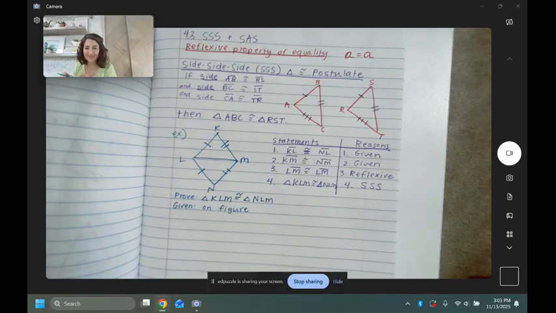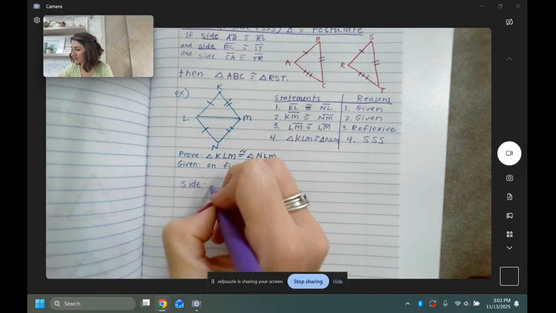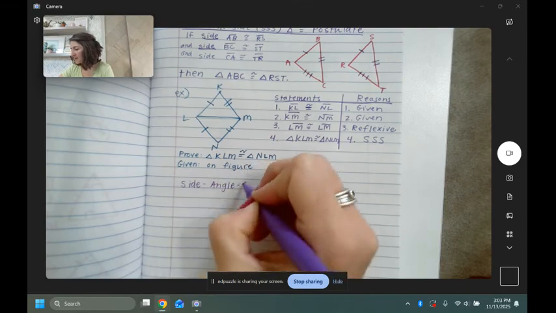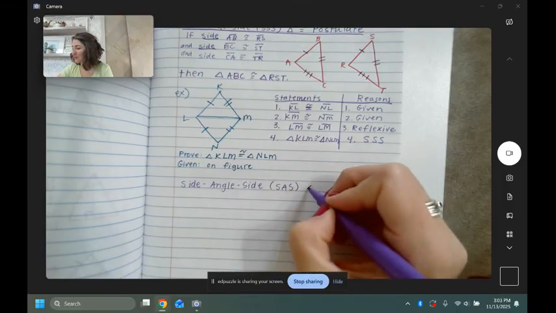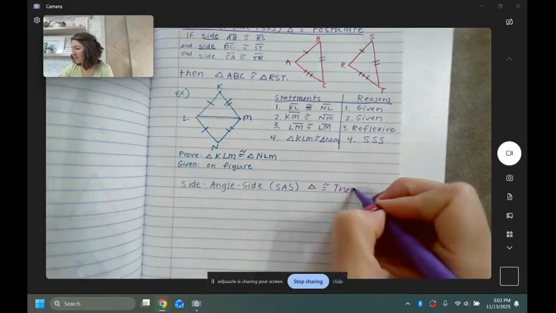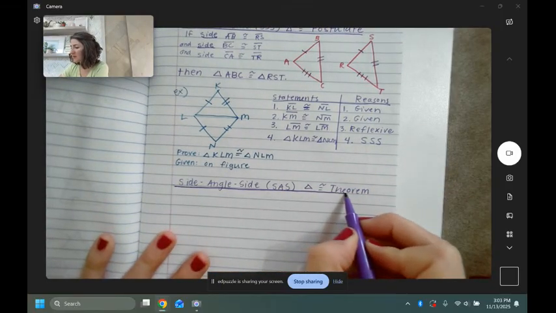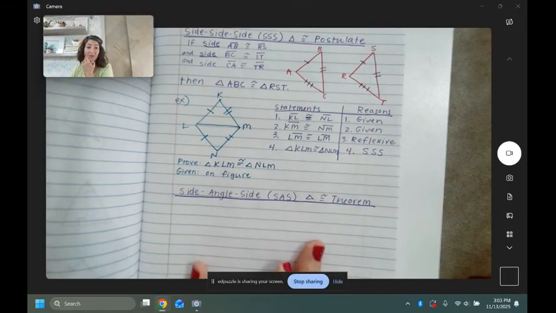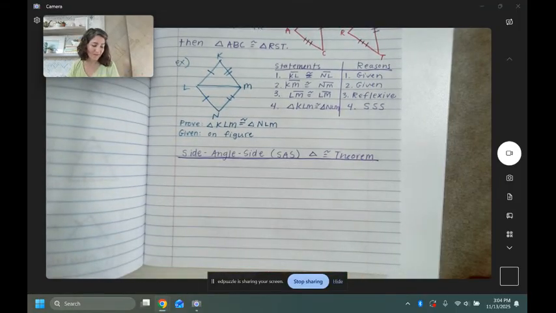Very similar. Maybe I'm going to do purple. Okay. The side angle side, or SAS, triangle congruence theorem. You absolutely do not need to remember which one's a postulate and which one's a theorem. There are going to be 2 postulates and 3 theorems in this unit. It does not matter which one.